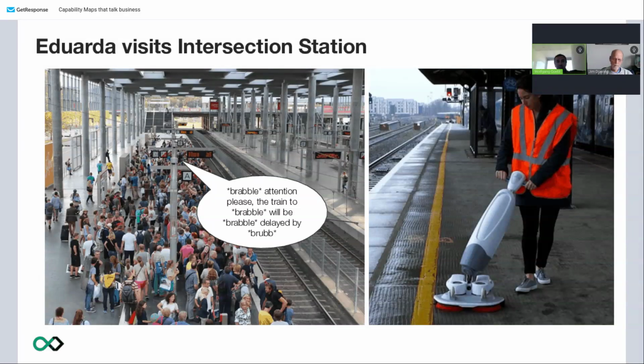And in the meanwhile, Eduarda decided to visit Intersection Station. She wanted to see it with her own eyes, also to meet the team lead of cleaning, but she took an hour or so and just walked, found her way and roamed around in the station. And what she saw was a young lady using this kind of cleaning machines, and it took quite a while to clean it.